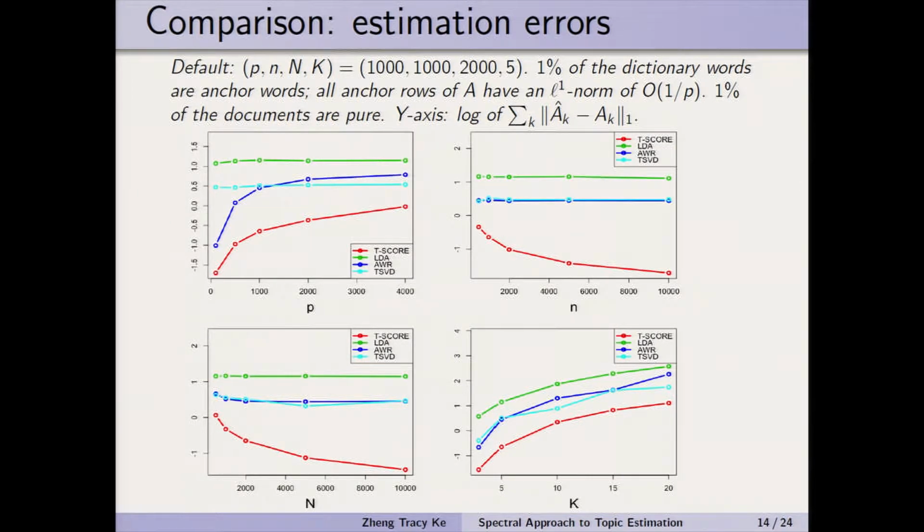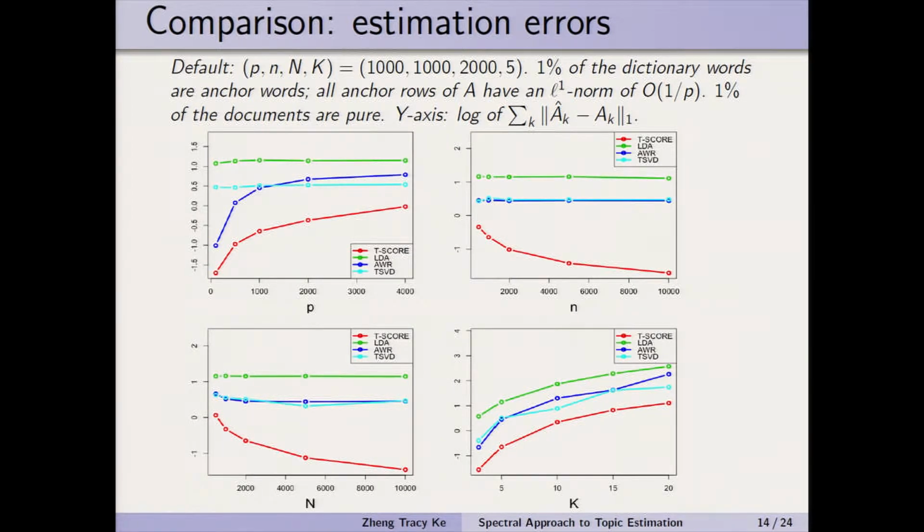There are 4 key parameters in our setting. P, the total dictionary size. N, the total number of documents. Capital N, the average document length. K, the total number of topics. And the red line is our method. You can actually see a great advantage of our method.